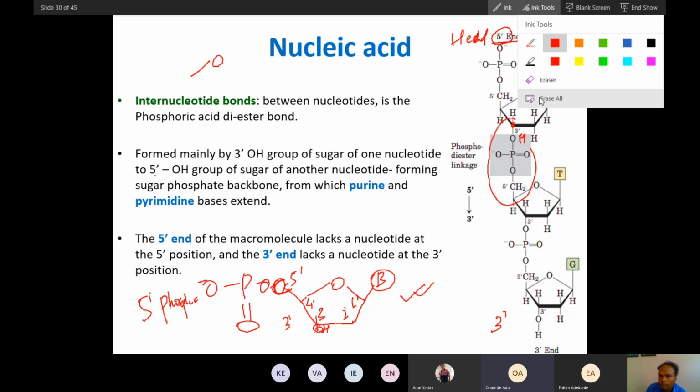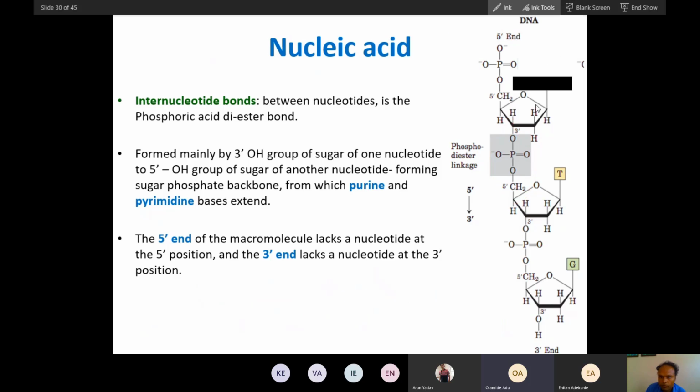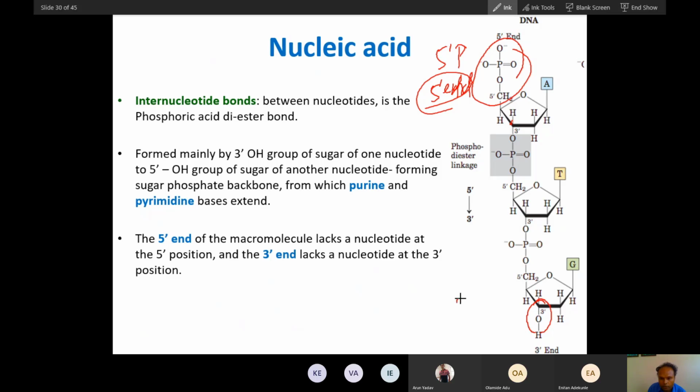Yes, sir. Okay, so you can see the bond is between 3' and 5'. Now, at the beginning, the 5' phosphate is free. In any DNA or RNA, the beginning phosphate is free. This is called the 5' end. And the last C3 is also free. The OH is free. This is called the 3' OH.